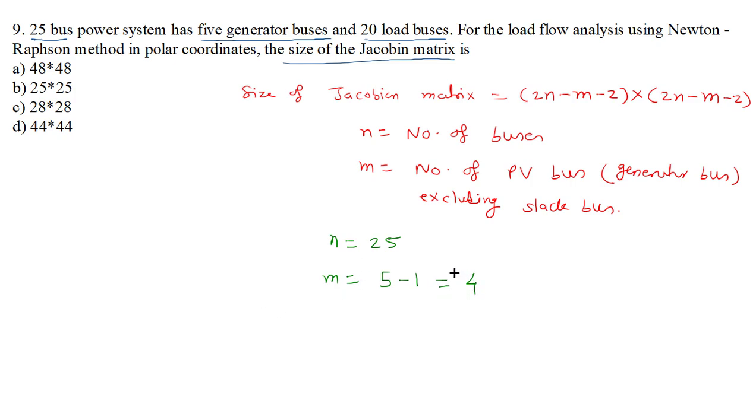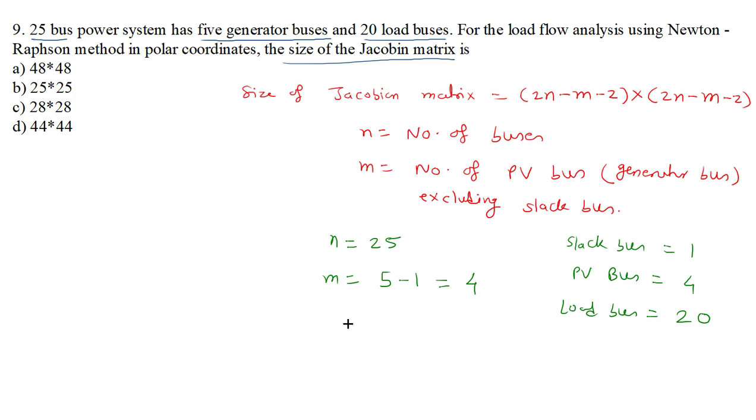Number of generator buses excluding the slack bus. So one bus will be the slack bus. So here slack bus will be 1, PV bus will be 4, and load bus will be, how much is the load bus? 4 plus 1 is 5, total are 25, so load bus will be 20.